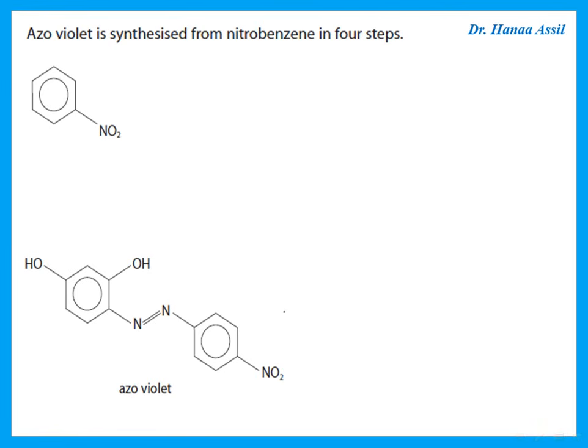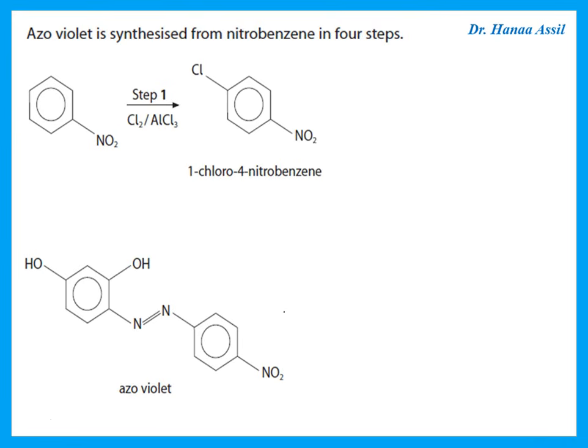Again, let's try this. He's trying to make azo violet. Can you see azo violet? And we want to start from nitrobenzene in 4 steps. So, nitrobenzene, look at what you're starting with and look at the final product and see what we're trying to add. Can you see the nitrobenzene? Obviously, we need to make a diazonium salt and then react it with that other one.